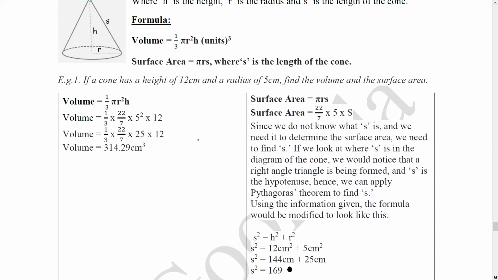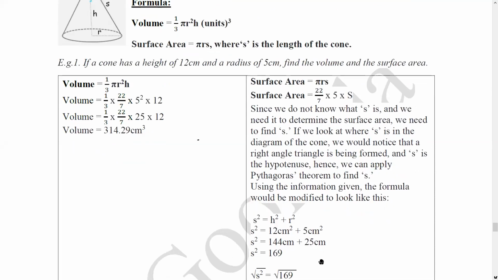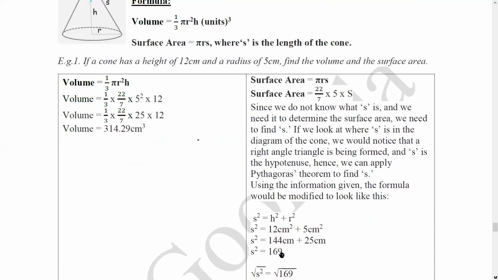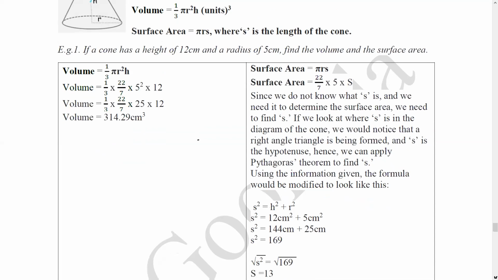So s squared is 169, but we don't want s squared, we want s. So can anybody tell me how we find s? Square root of 169? I was going to say that. Yes, but we have to put the square root on both sides, right? Because remember, an equation is all about balance, and if we put it only here, then this side will hang down and this side will be uneven. So we have to balance it off. So the square root sign goes on both sides to cancel off with the square. What you do on one side, you have to do on the other side. So s is therefore 13.